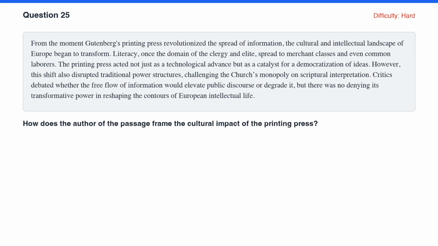Final question, and it's a hard one. This passage is titled The Cultural Shift of the Printing Press. The passage describes how Gutenberg's printing press transformed European intellectual life, spreading literacy beyond the clergy and elite while disrupting traditional power structures. The question asks how the author frames the cultural impact of this invention.